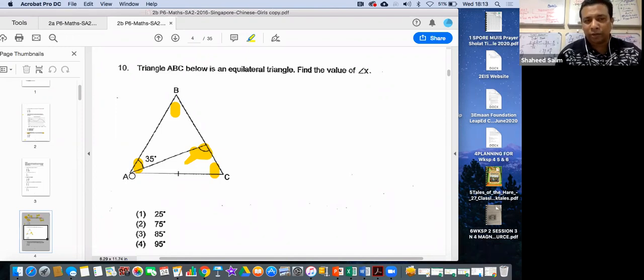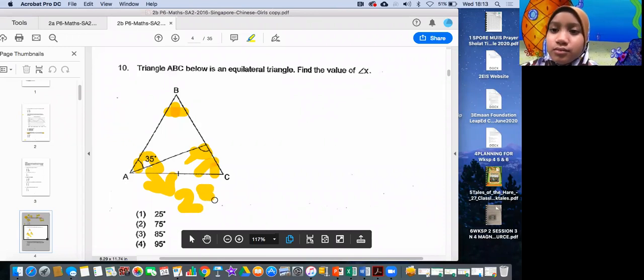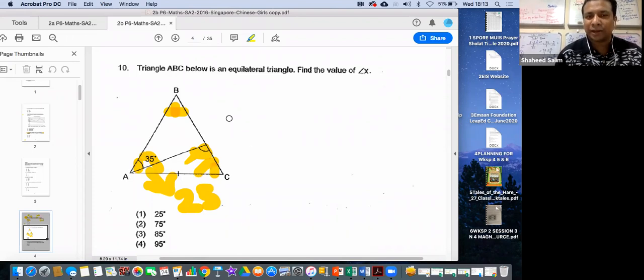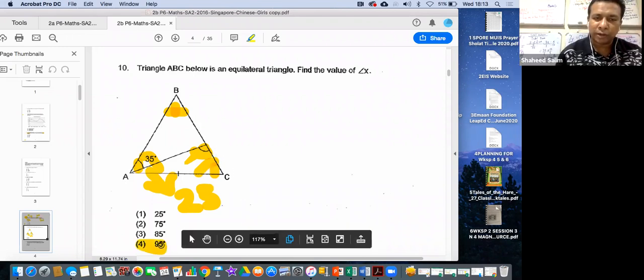Now, this is an equilateral triangle. That means all 3 sides are the same. That means this is 60, this here is 60, this here is 60. So if this is 60, you want to find this small one over here. 60 minus 35 gives you how much down here, Sophia? This one here. It gives you 25. So this is 25. This one is 60, right? And this plus 60 plus 25 equals 180. So 180 minus 25 minus 60 gives you 95.